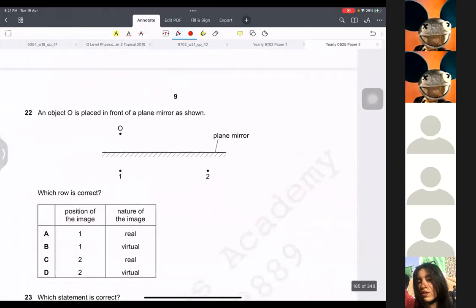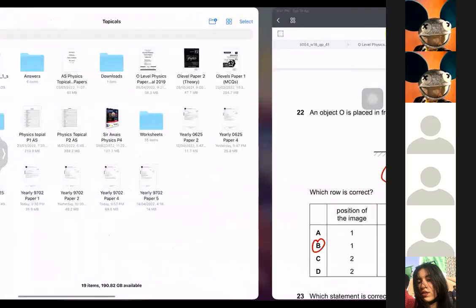Object O is placed in front of a plane mirror. Which row is correct? Position of image has to be 1. And the nature of the image has to be virtual. 1 and virtual. Uh-oh.